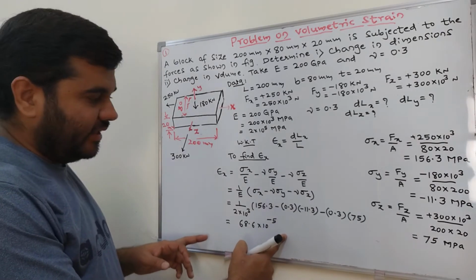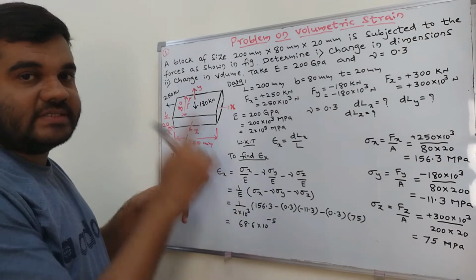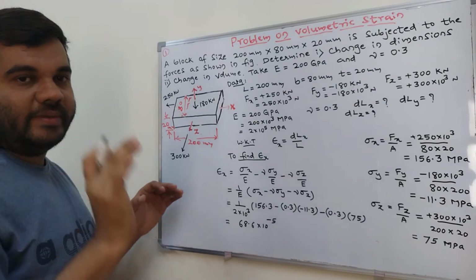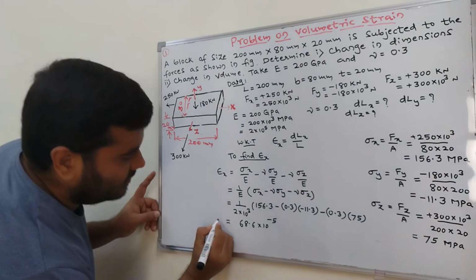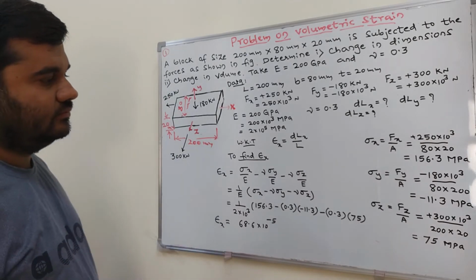Do I have any unit here? No. Strain is change in length divided by original length. The mm and mm units cancel, so it has no unit. So this is the strain in x direction.